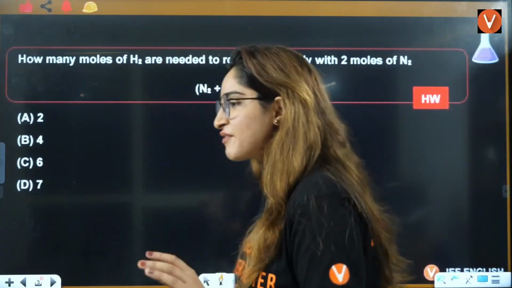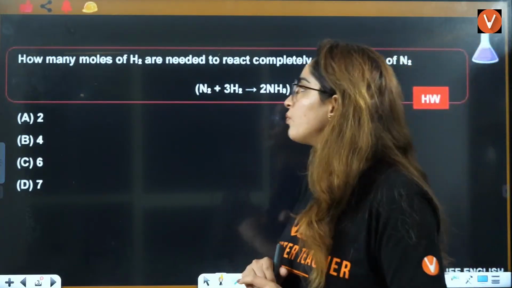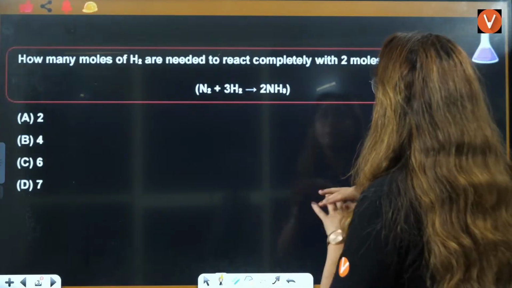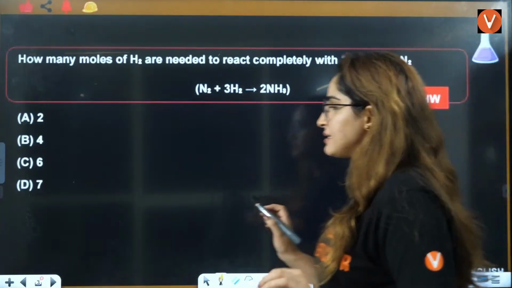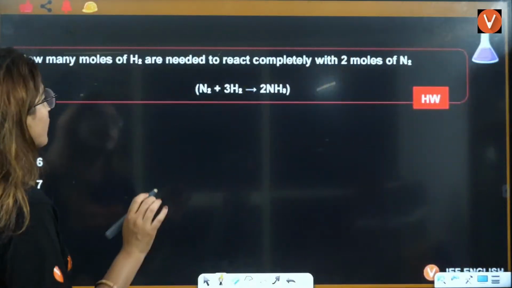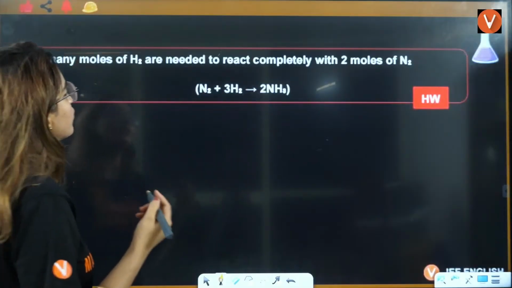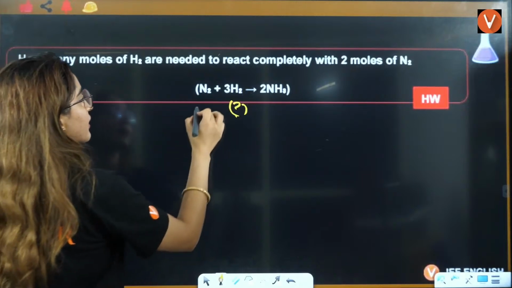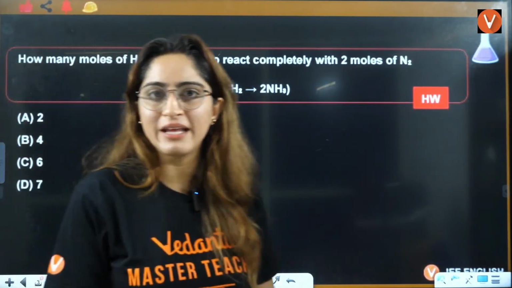Okay, yes everyone, let's start and let us see what was the homework. The homework was: how many moles of H2 are needed to react completely with 2 moles of N2? See, what you have here is N2, 3H2 and this. Now, how many moles of H2 are needed to completely react with N2? See, is this a question of limiting reagent?